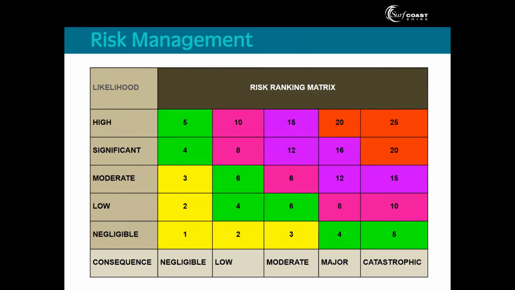Have you seen one of these before? On the left-hand side is likelihood, from high down to negligible. Along the bottom is consequence, from negligible to catastrophic. If you create a list of your risks, you can rank them. For example, if you're having an event in summer, is it likely to rain on your event? Maybe that's a low to moderate likelihood. So we're now into the lower end on the left-hand side.